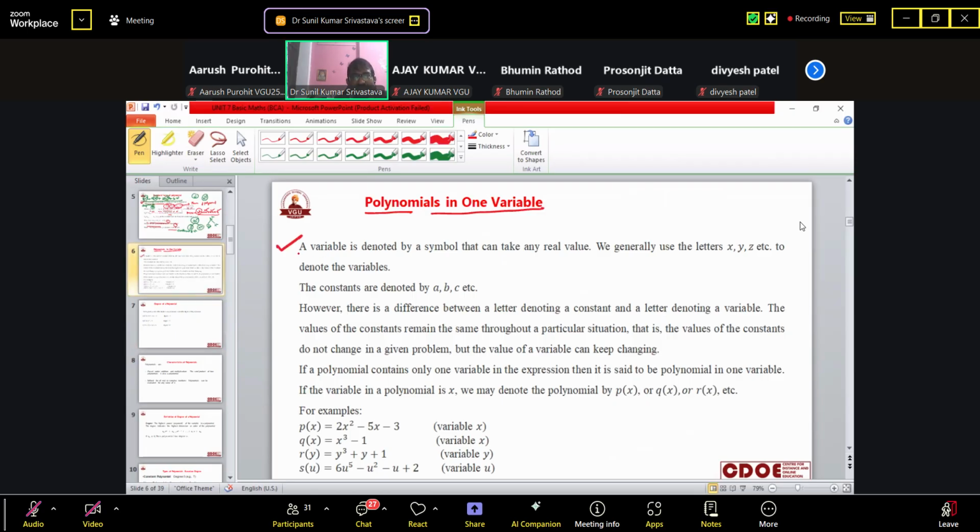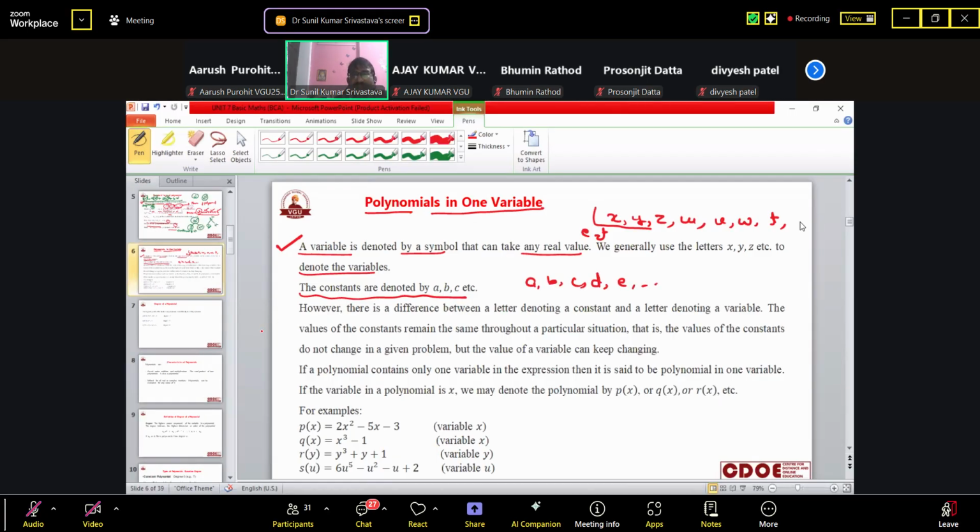First of all, a variable is denoted by symbols that can take real values. These are generally denoted by letters. Suppose we have x, y, z, u, v, w, t, etc. We use these letters to denote the variables. And constants are denoted by the letters A, B, C, D, E, and so on.